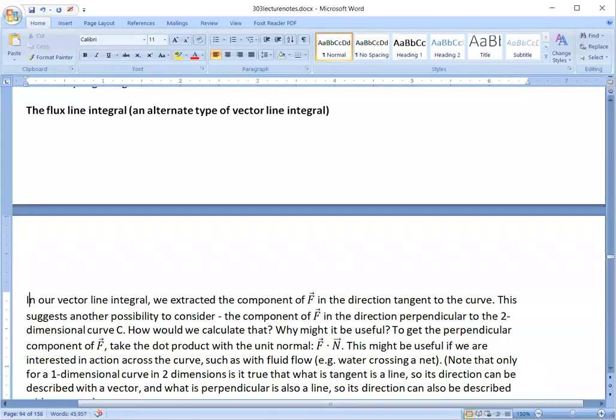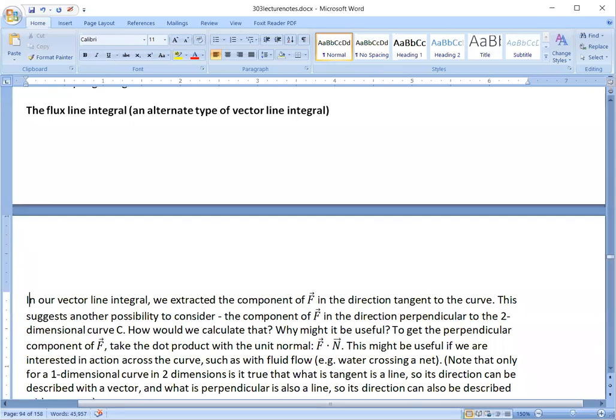But there's another possibility. What if we extracted the component of the vector field that was perpendicular to our two-dimensional curve? How would we calculate that? Why might it be useful? Okay. Well, how do we get the perpendicular component? So of the vector field, you want to take the dot product with the unit normal. So this might be useful if we want to find something happening across the curve.